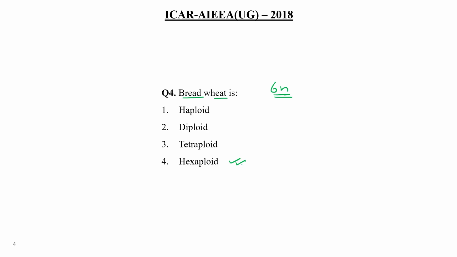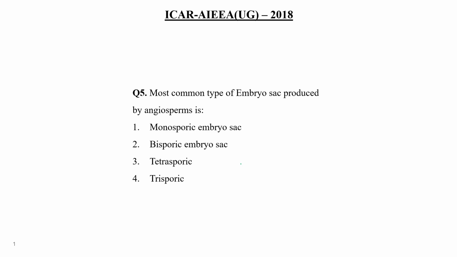Clear? Now next question, that is question number 5. Most common type of embryo sac produced by angiosperm. The embryo sac type produced by angiosperms is monosporic, bisporic, tetrasporic or trisporic. Most common type of embryo sac produced by angiosperm. Take your time and then tell me the answer.